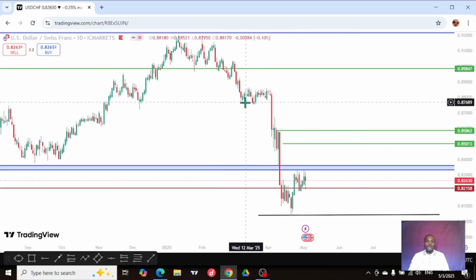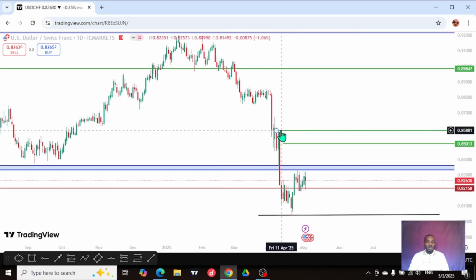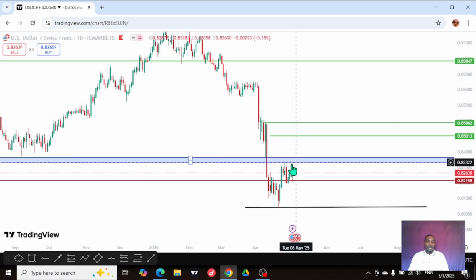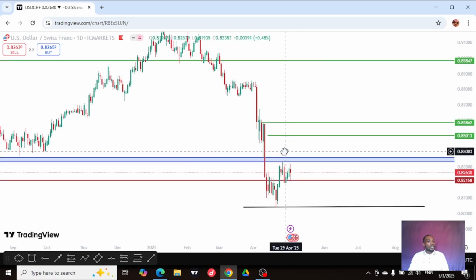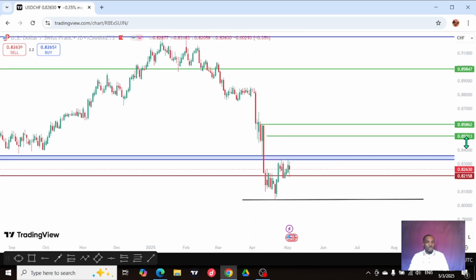Lower high, lower low, lower high, lower low, lower high, lower low, and it has made a lower high. So I want to see what happens here now. From Monday next week, Monday, Tuesday, Wednesday, I want to see what happens.